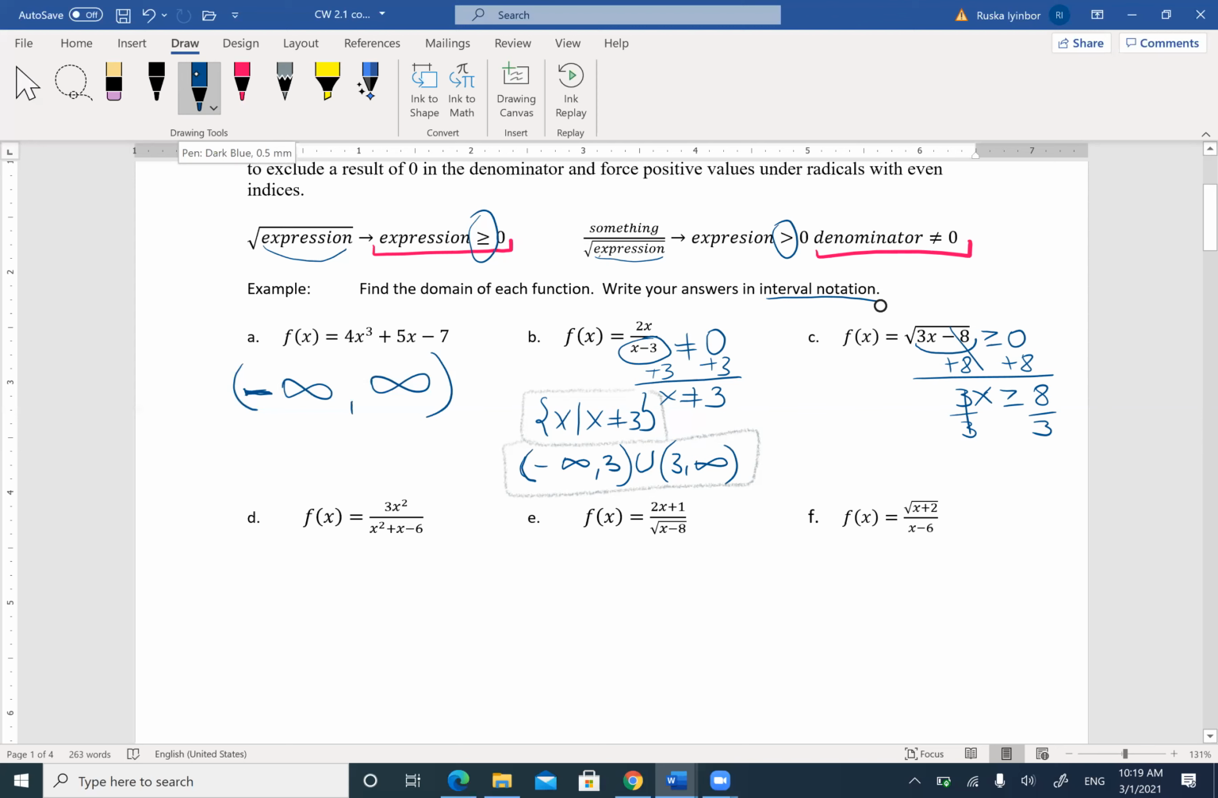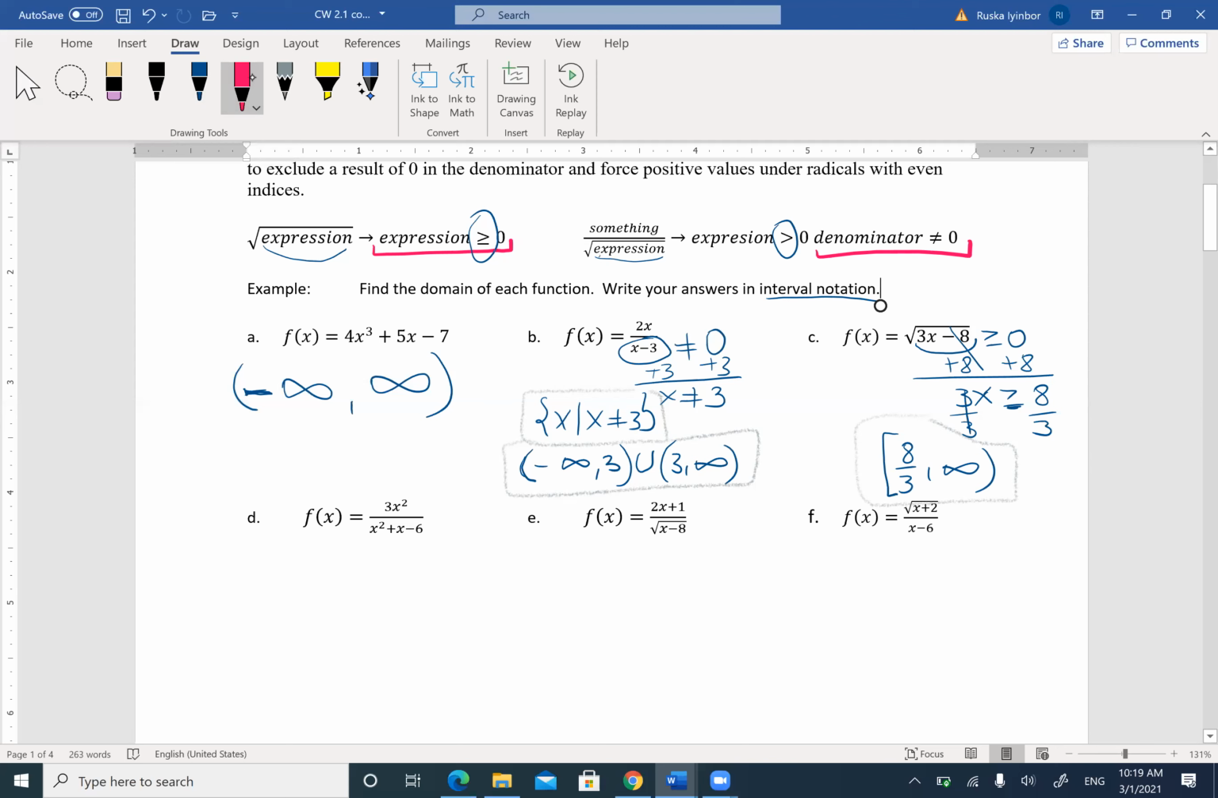Now, x is greater than or equal to this number means the interval notation is going to be from 8 over 3 to infinity. Because you have the equal sign here, you're going to put a bracket at 8 over 3. So this is the domain for the function. That's how you write the domain. Now, I'm just going to put a little note here.